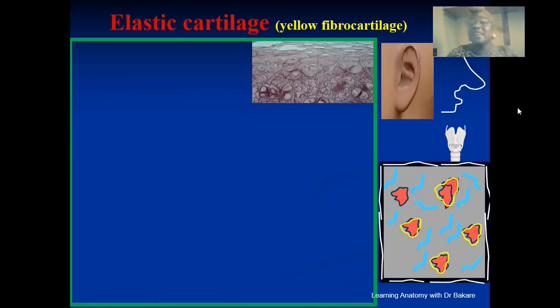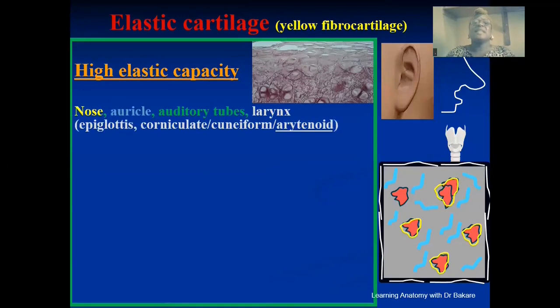And the last type of cartilage is the elastic cartilage. This can also be referred to as the yellow fibrocartilage because of its yellowish coloration. And this type of cartilage is seen to be highly elastic. So they have high elastic capacity. And this is as a result of the elastic fibers that are well deposited in them.